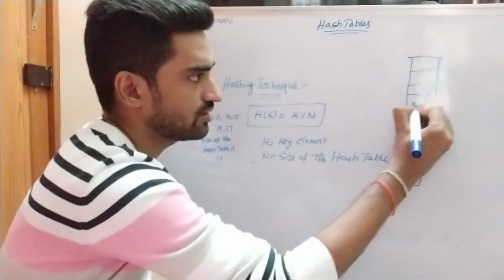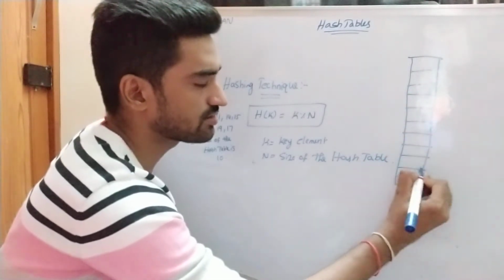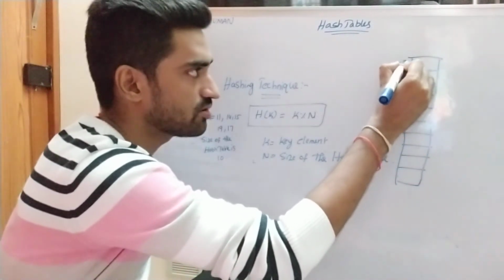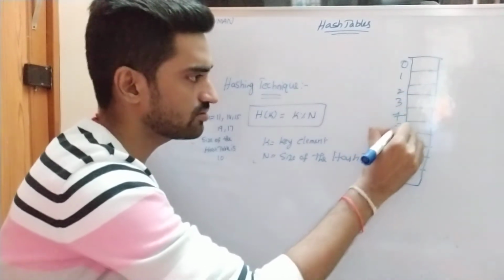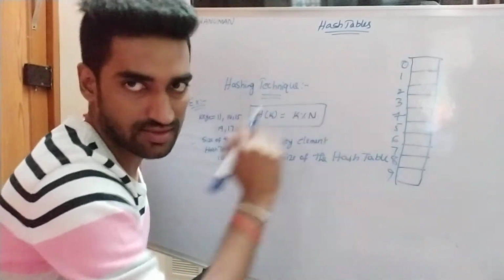The hash table index starts from 0: 0, 1, 2, 3, 4, 5, 6, 7, 8, 9. So the size of the hash table is 10, right?